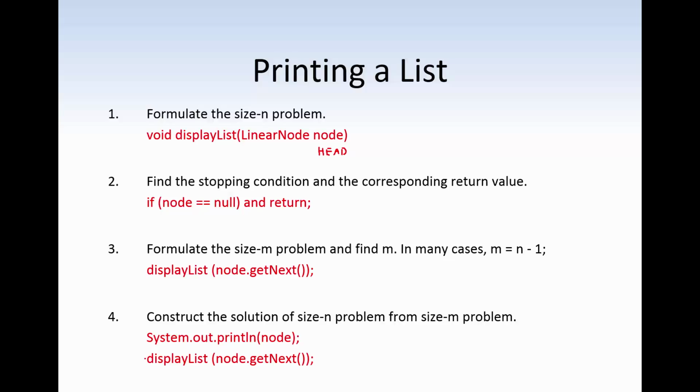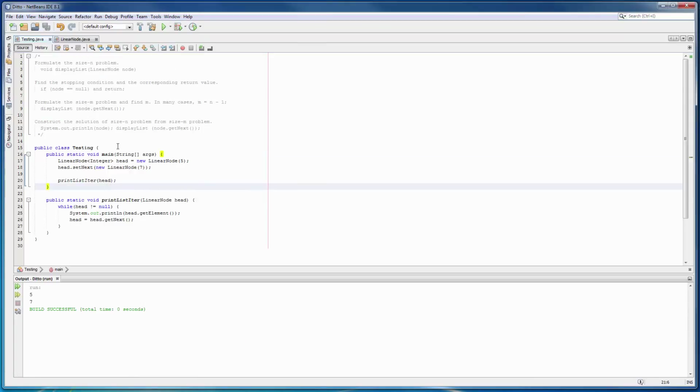So this is our basic analysis of how we print a list recursively. What I'm going to do now is jump to an IDE and show you the finishing touches here. So keep this in mind. Let's go ahead and code it. So let's take a look over here.